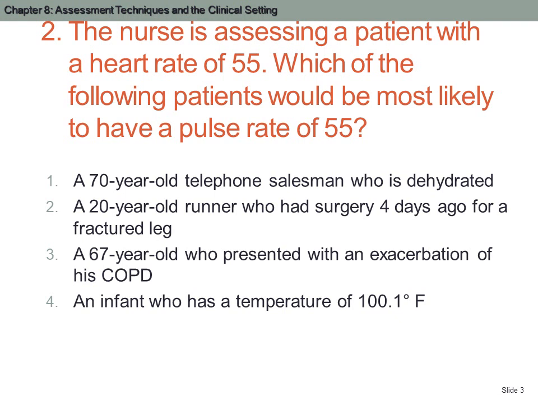Is it the infant? No, it cannot be the infant because their heart rate is a little bit higher. How about the 67-year-old with exacerbation of COPD? Absolutely not. In this instance, that heart rate would be much higher. Patient would be tachycardic. How about the 70-year-old salesman who's dehydrated? Nope, because here the person has lost volume, right? So more viscous blood. Are we going to get a higher heart rate or lower? Higher. We're going to get a higher. So that wouldn't be the patient. The answer is a 20-year-old runner, surgery 4 days ago for a fractured leg, because this 20-year-old runner probably has a well-developed heart that is very efficient, so their heart rate could be lower.